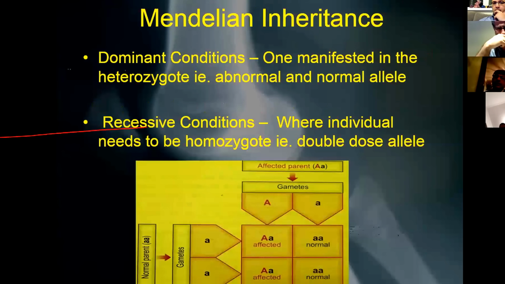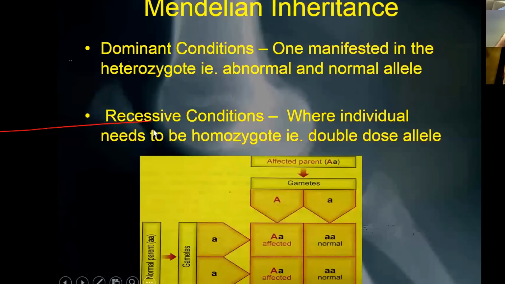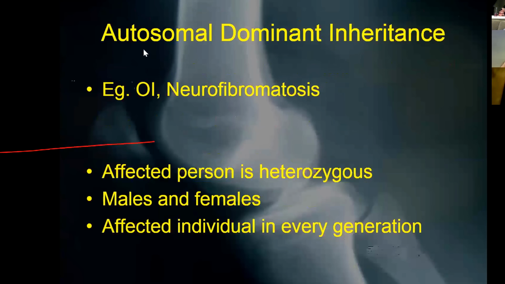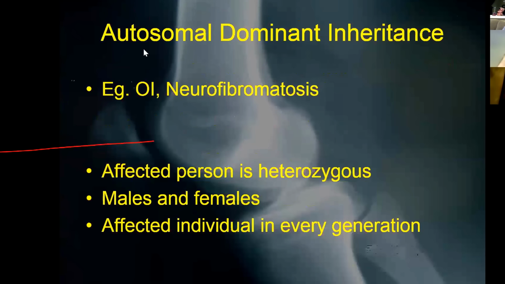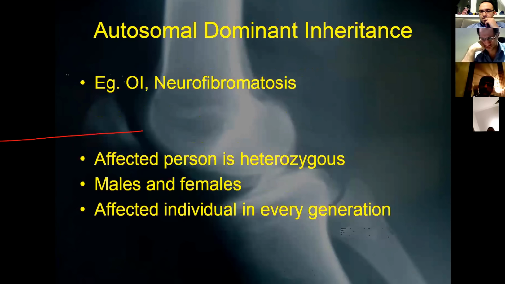So I'm moving on to the second part. Remember, we talked about this: the single gene inherited defect. We have two conditions, the dominant condition and the recessive condition. Let's start with the first one, autosomal dominant inheritance. Common conditions are osteogenesis imperfecta and neurofibromatosis. A few points to remember: the affected person is heterozygous, males and females are affected, and it appears in every generation. So write one or two points down yourself and try to memorize them.